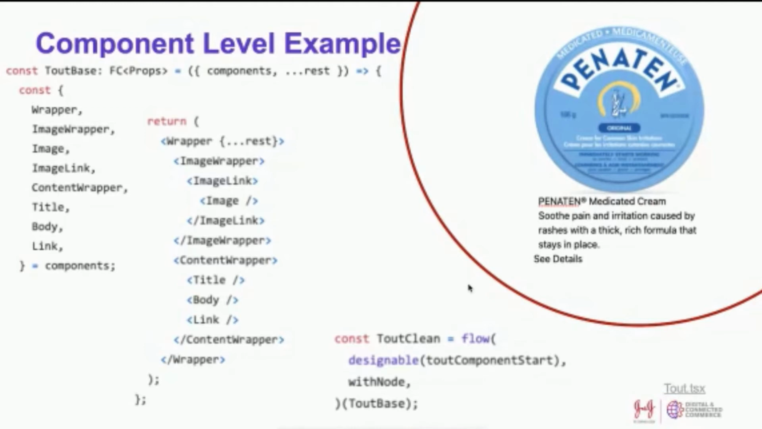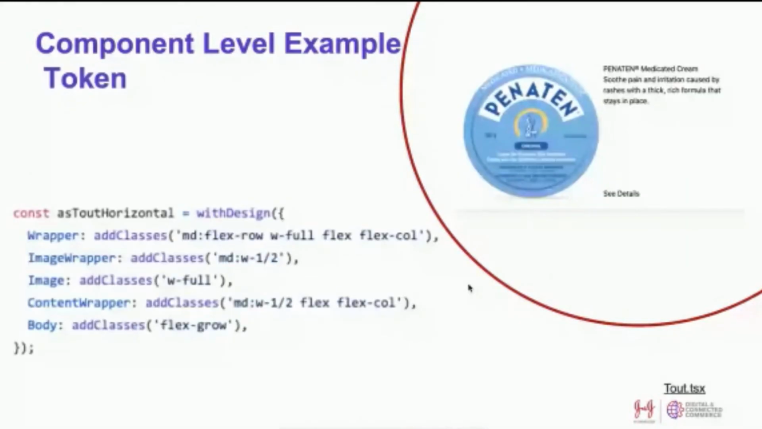So this is one that makes a tout become horizontal. You'll see I'm using the add class function here too, right? I'm adding in a whole bunch of classes. I have to touch a whole bunch of different pieces, but it just shifts it to make it horizontal. In this case, it's doing it in a responsive way as well. But it's pretty straightforward, right? You can see here that withDesign takes in a keyed set of HOCs. Now, when I pass this on top of a component, it'll add those items to that component.